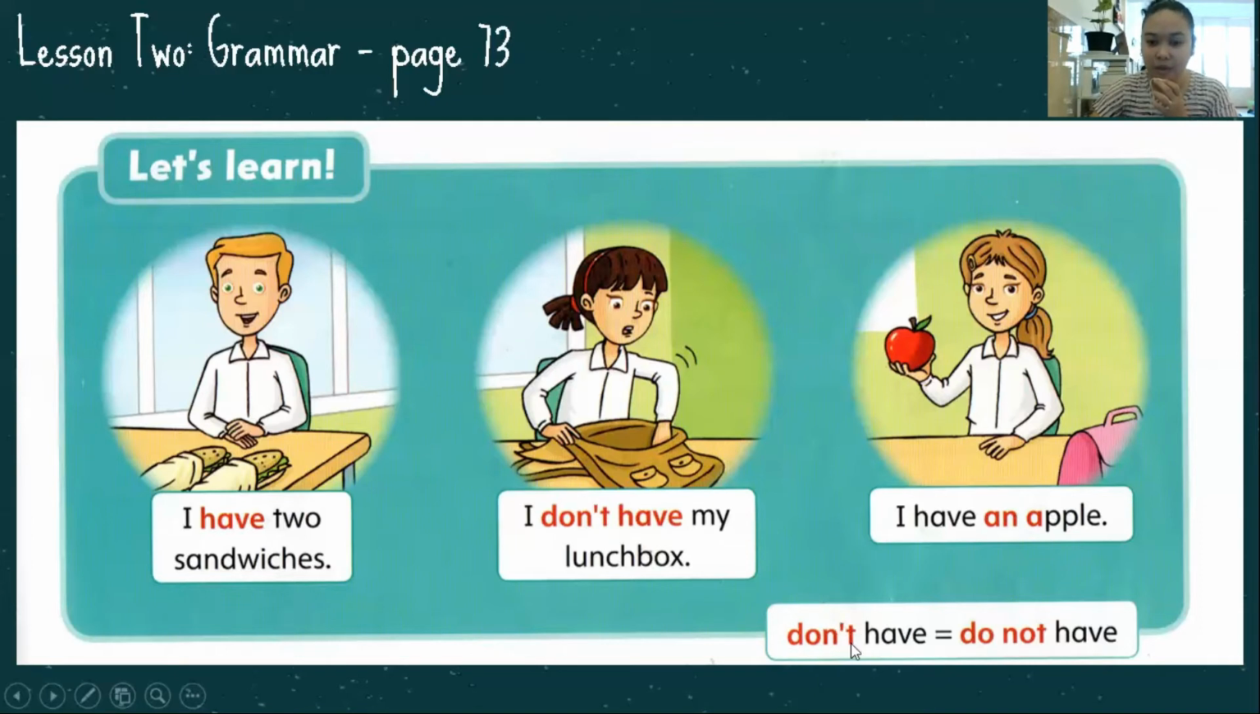Look at this one. Here we have the short form and the long form. Don't have and do not have are the same. Here we just use the short form. Here, this one is in the long form. So let's do some exercises.